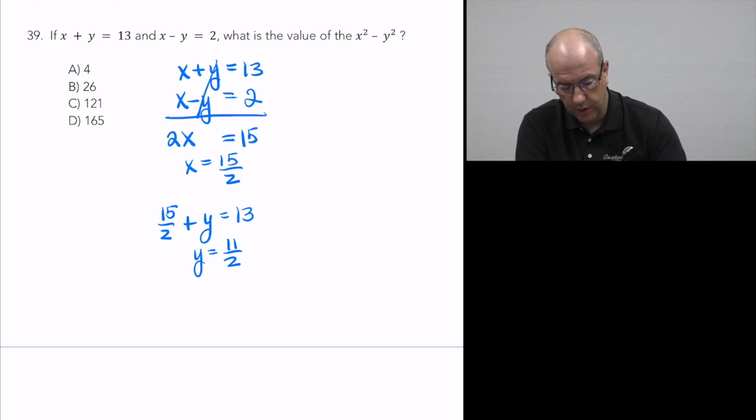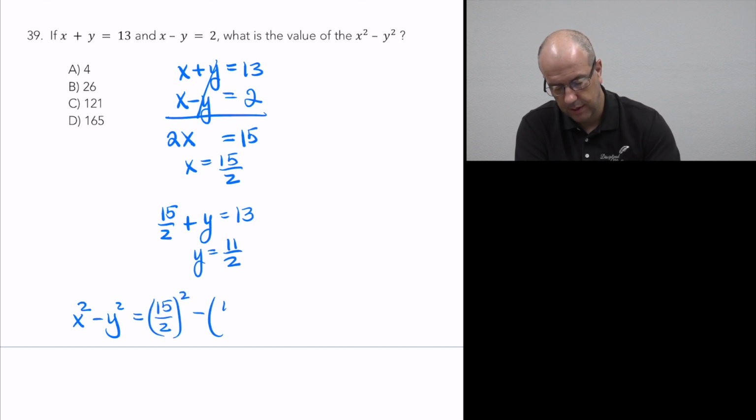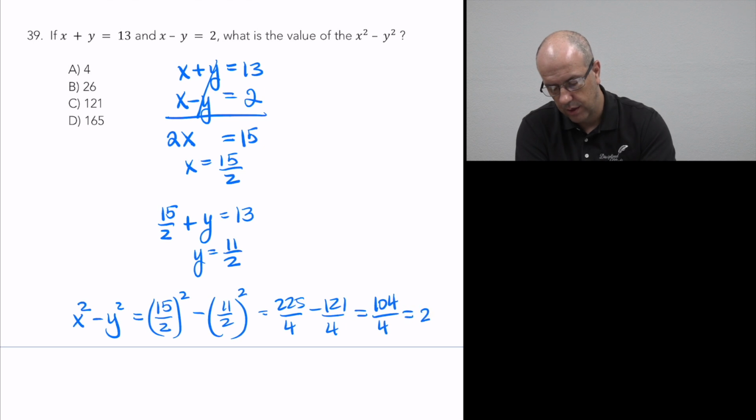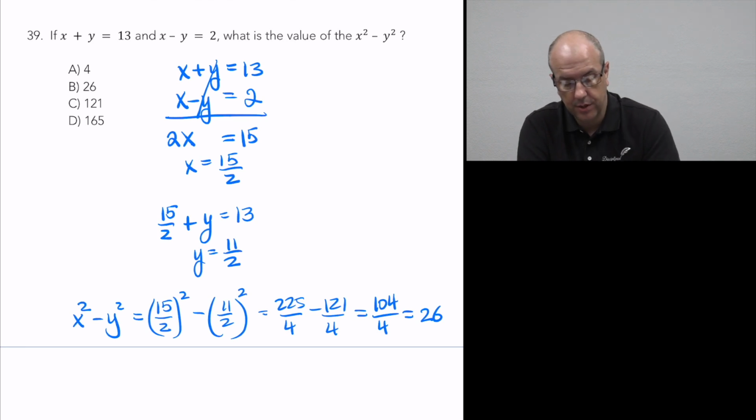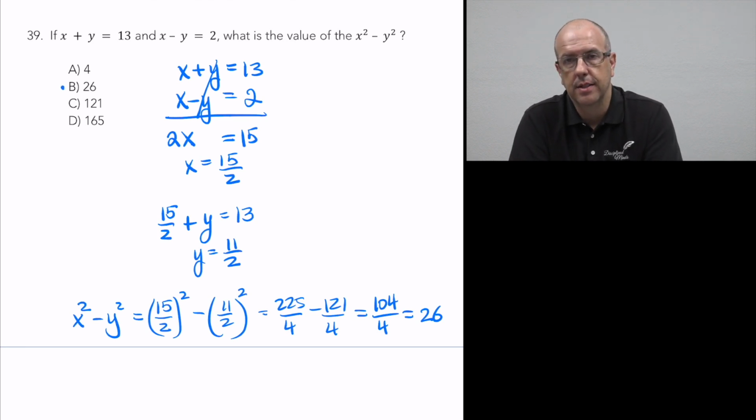And then we would say, okay, they're looking for x squared minus y squared, and this is 15 over 2 squared minus 11 over 2 squared. And I can do some of this math in my head a little bit faster, and this is a non-calculator question, so I think a lot of students might struggle with this question just due to the math here. Now, I did get 26 as the answer, and that's answer choice B, and so this is the long way of doing this question. It gets you to the right answer, and if you don't know how else to solve it, this is one way to do it.